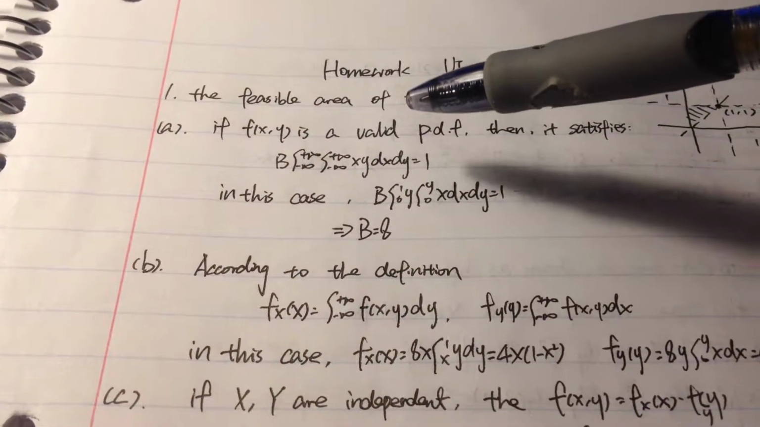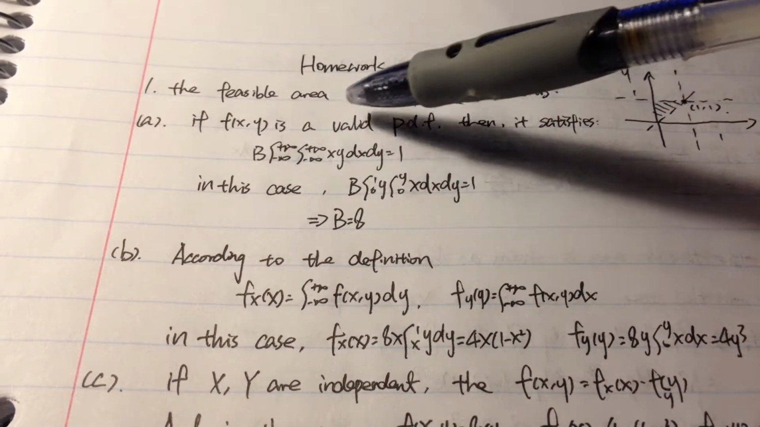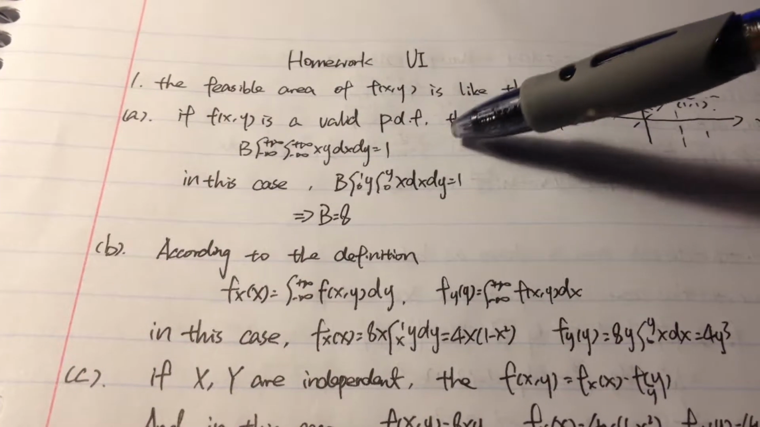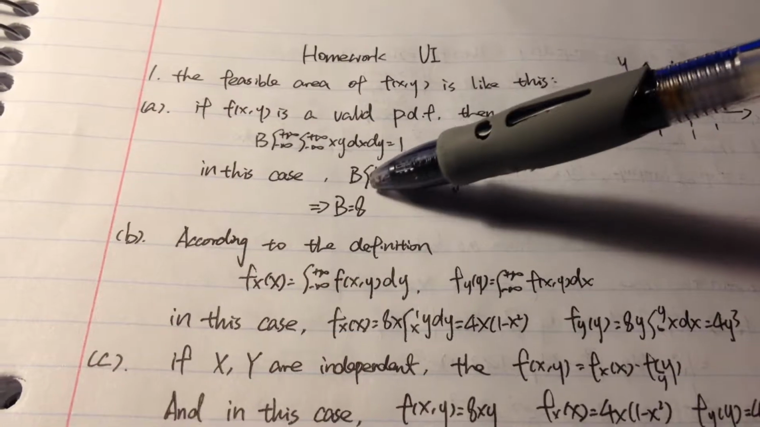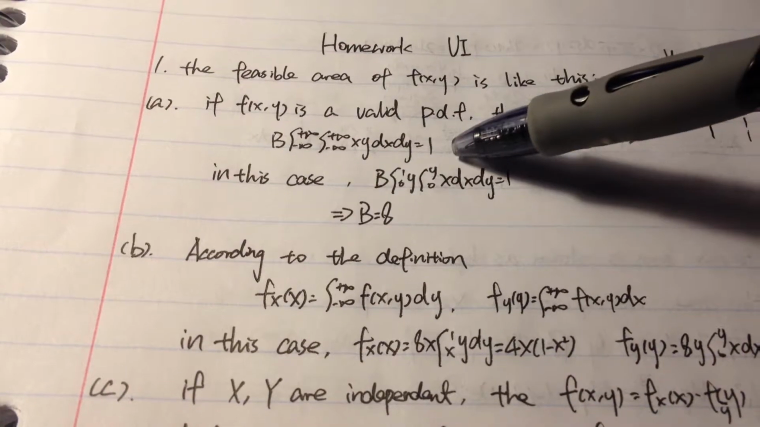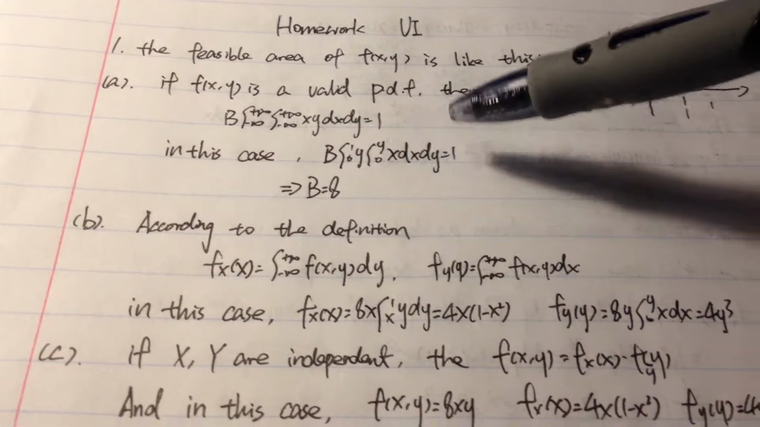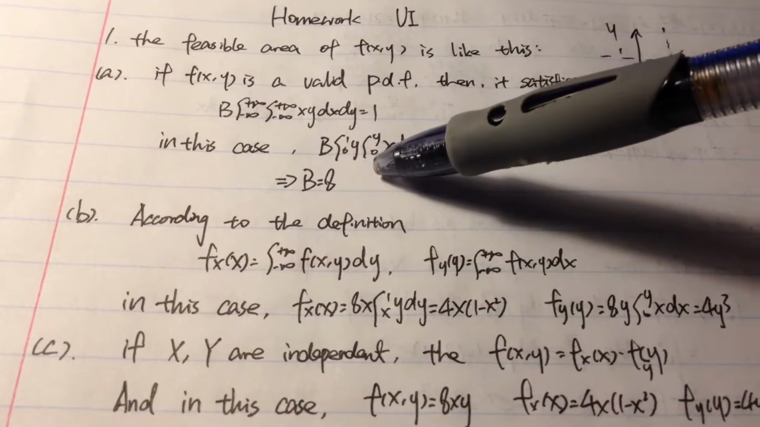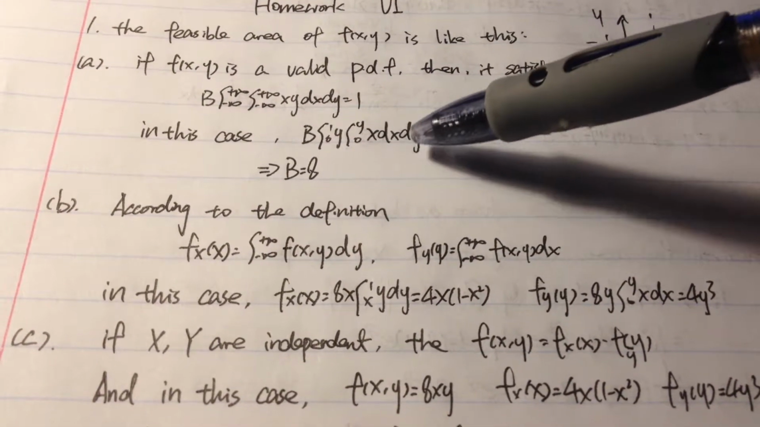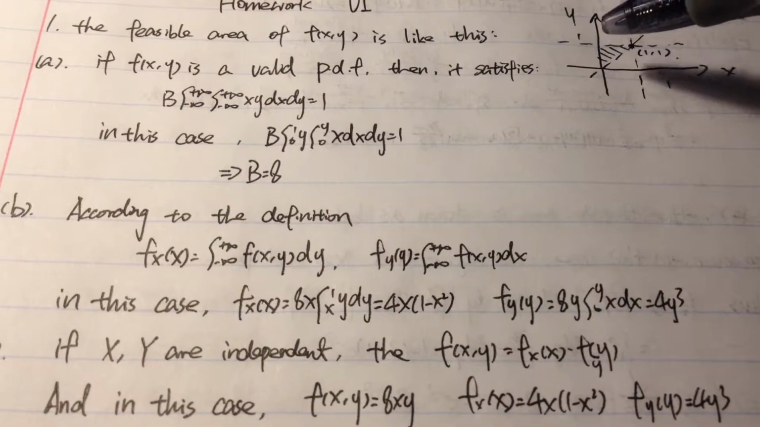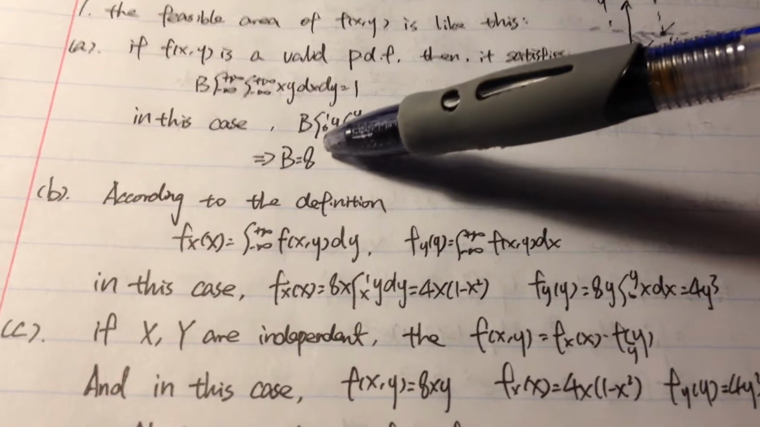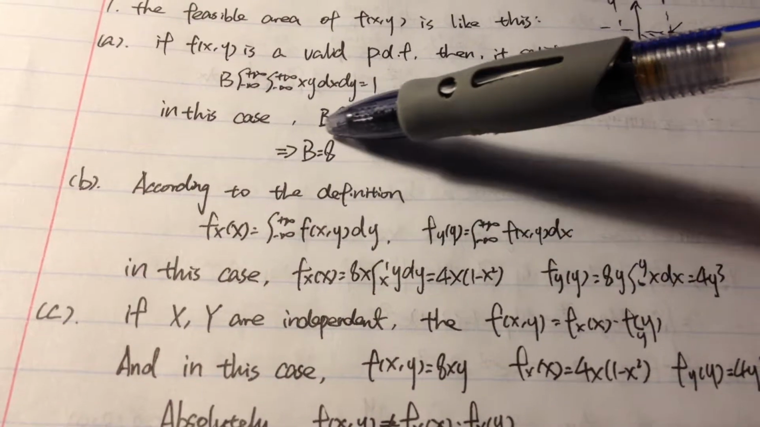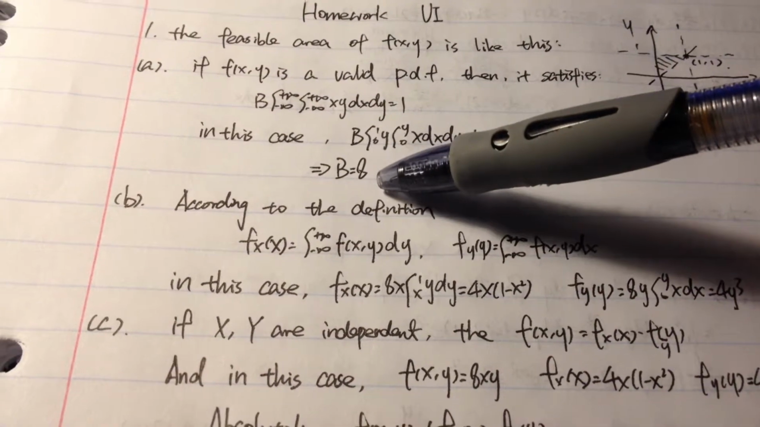Well, for the first question, if f(x,y) is a valid probability density function, it should satisfy this equation. In this case we should pay attention that the bound of x is from 0 to y, and the bound of y is from 0 to 1, so we can know that b equals 8.